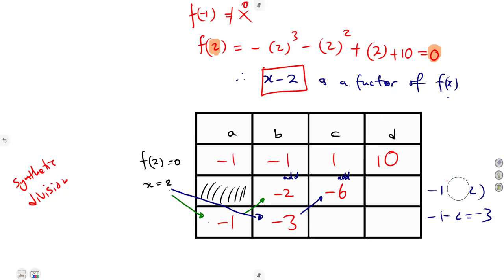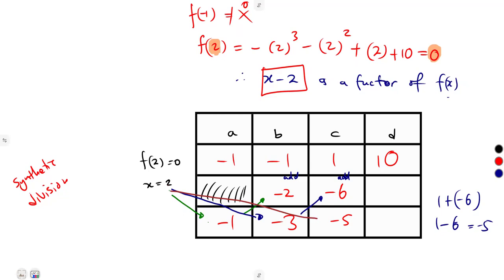1 plus minus 6. That simply means 1 minus 6, which is negative 5. So this is going to give us a negative 5. After this, you multiply 2 by negative 5, and whatever you get, you write it here. 2 times negative 5 is negative 10. Add 10 plus minus 10, that's simply 10 minus 10, which is 0. Exactly what you must have here. You must obtain a 0 for D.